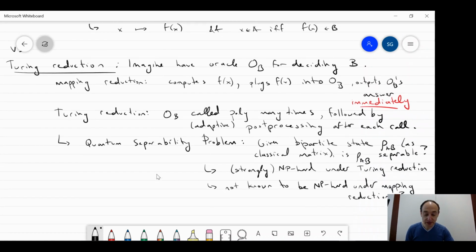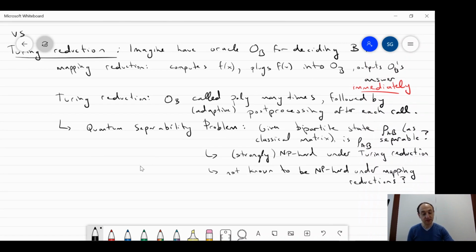I do want to mention another nice problem, which is really quantum motivated. But in some sense, it's a classical problem in that the input is a matrix, and I want you to determine some kind of algebraic property of that matrix.